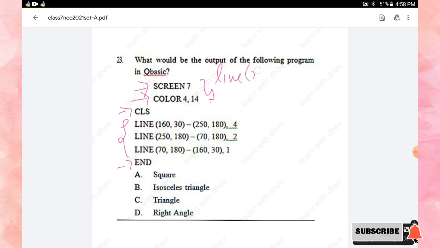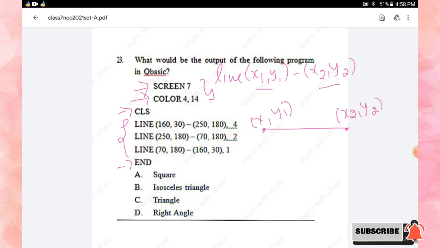So line x1 comma y1 hyphen x2 comma y2, right? So what are these x1, y1 and x2, y2? These are nothing but coordinates. As you all know, if you want to draw a line segment, you require 2 points, right? For example, I can draw a line segment with these 2 points. This point has the coordinates x1 comma y1 and this is the coordinate of the second point, right?